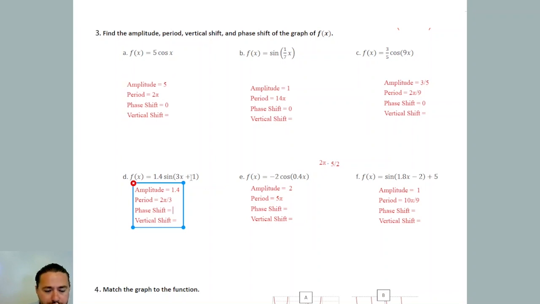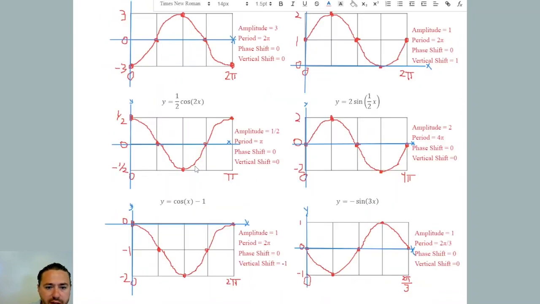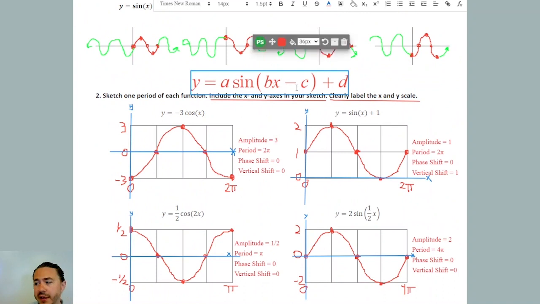You've got to be careful here. This number right here is actually -1, okay? Because let's go back to the actual format here, which is bx minus c. This is something you had to worry about in Algebra 2 as well.